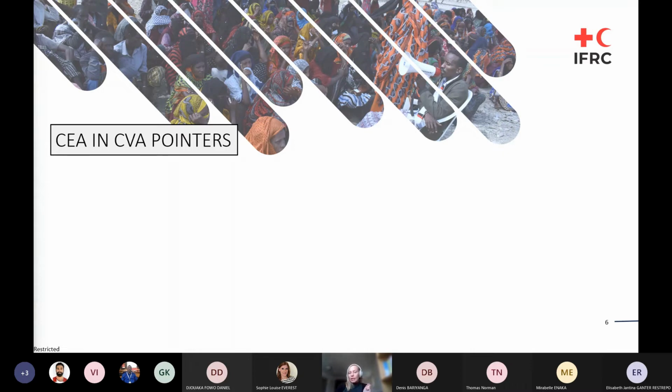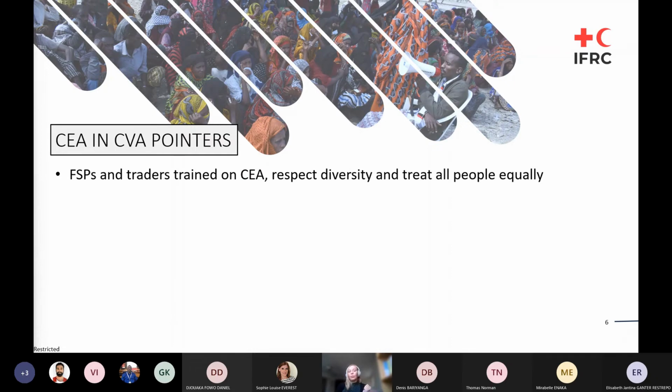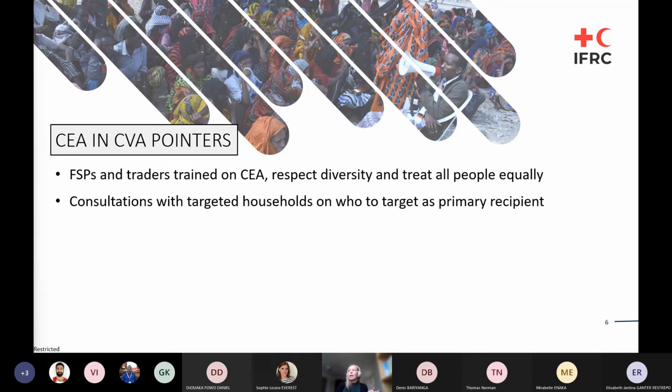And a few other things that I just wanted to point at, which might be a little bit different when we look at a cash program, is for FSPs, as financial service providers. So for financial service providers and traders to be trained on CEA, ensuring that they respect diversity and treat people equally. So these are new actors, right? It's private sector actors that we are working with. So we, of course, have to make sure that they understand what is our whole project, because they are not necessarily usually engaged in humanitarian programming.